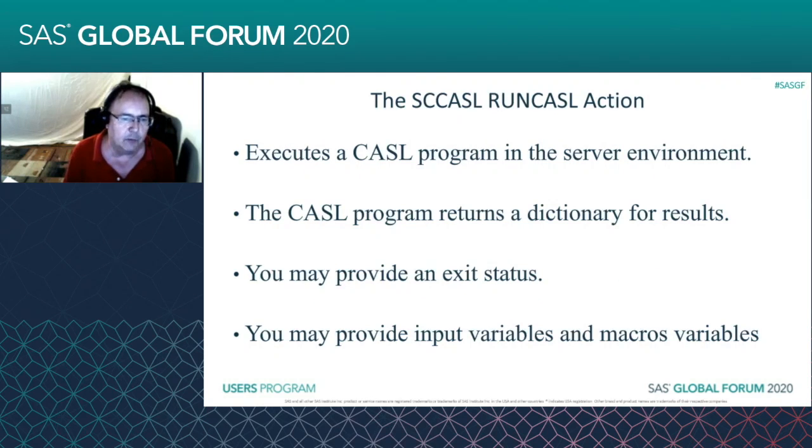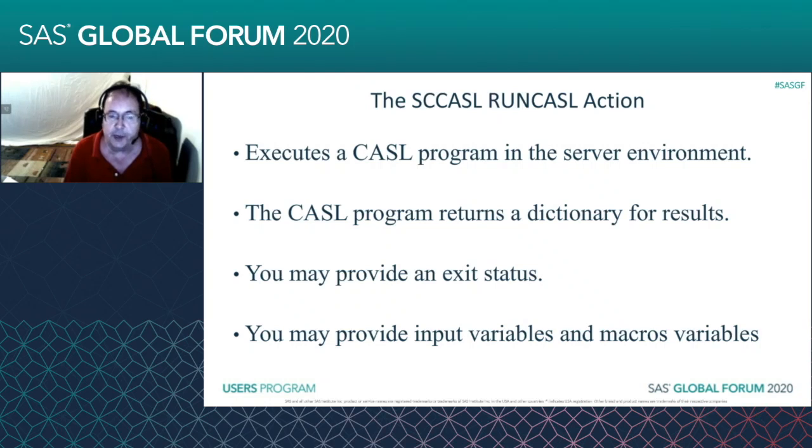Now the SCCASL runCasl action is very similar. It is an action. So you execute the CASL code on the server environment. It returns a dictionary as its result, so you can determine what it is that you want to return. It is under your control. You can also provide an exit status exactly to tell me what actually happened, you are in full control of that exit status. You can also provide input arguments and macros.